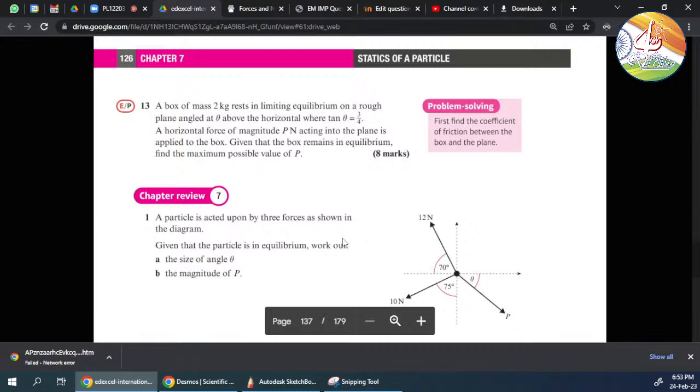Rest in limiting equilibrium. Oh, okay. So within the first sentence he is giving limiting equilibrium on a rough plane inclined at theta over the horizontal, where theta is that, with a horizontal force acting into the plane on the block. Okay, now I got it.